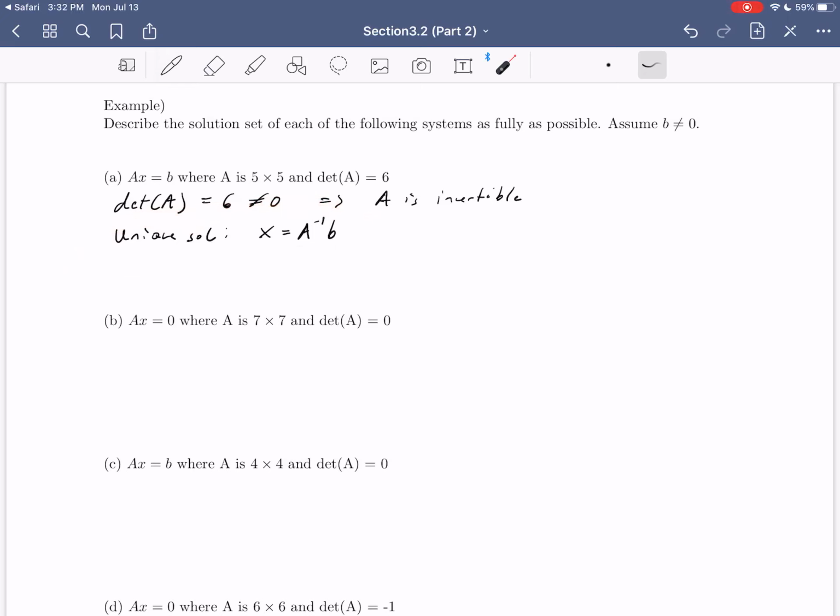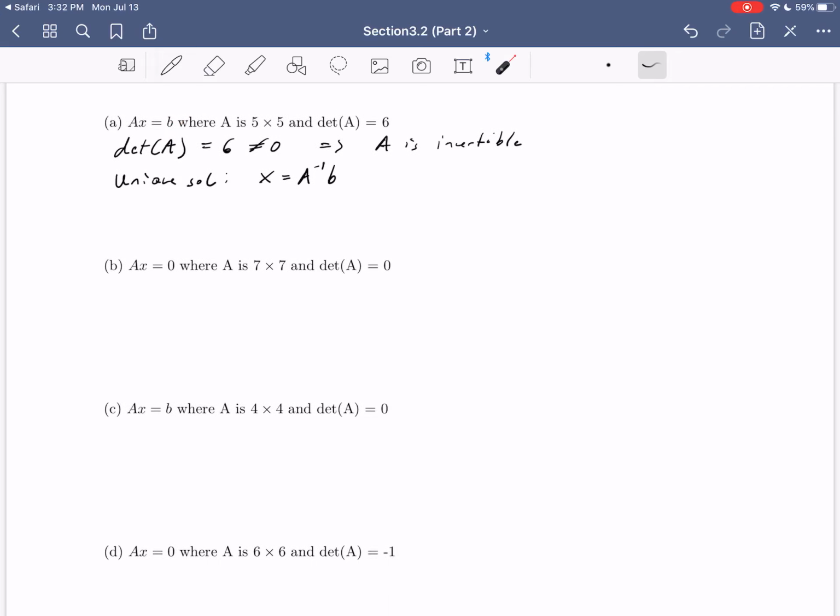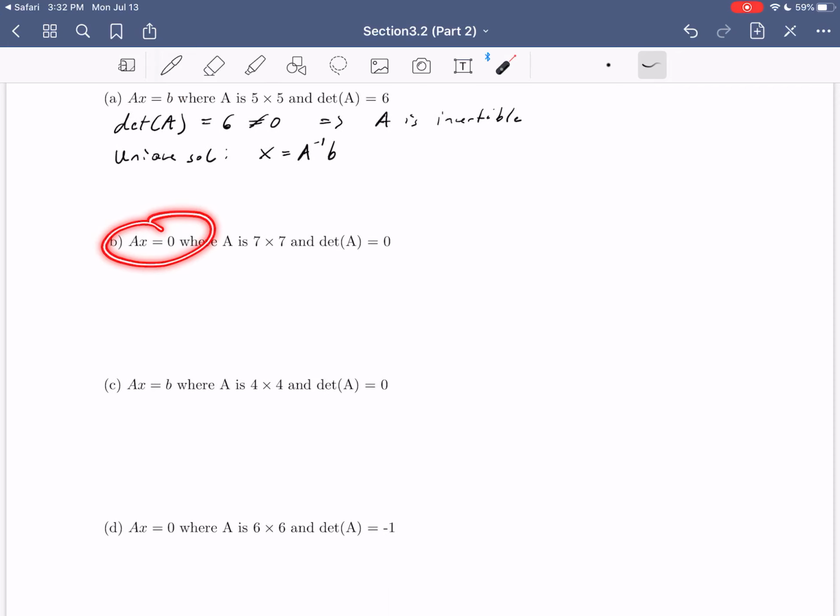Okay, now we have AX equals 0, where A is 7 by 7. So we have 7 equations and 7 unknowns, and the determinant of A is equal to 0. The first thing we can tell is that the determinant of A is equal to 0, which implies that A is not invertible. Now, unfortunately, being not invertible just simply means that it does not have an inverse.